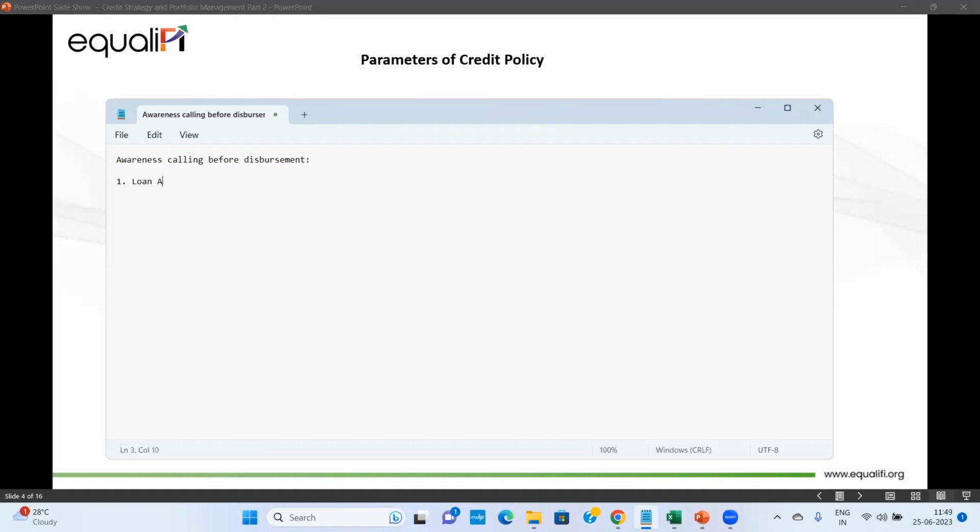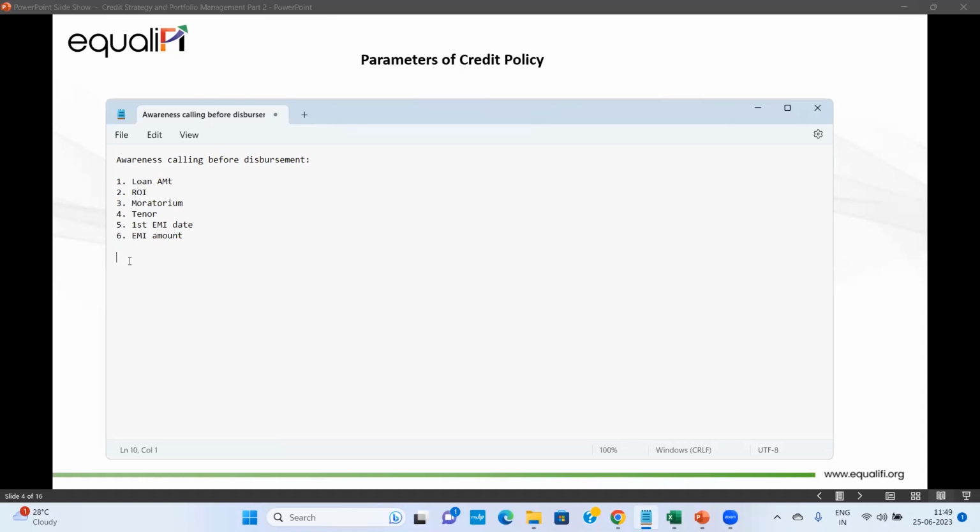One is loan amount. Next is ROI. Third is moratorium. Fourth is tenor. Fifth is first EMI. And sixth, and most important, is EMI amount. Right? First, awareness call for the customer so that no gap in understanding crops up. Right? There has to be no gap in understanding. This is the first thing.